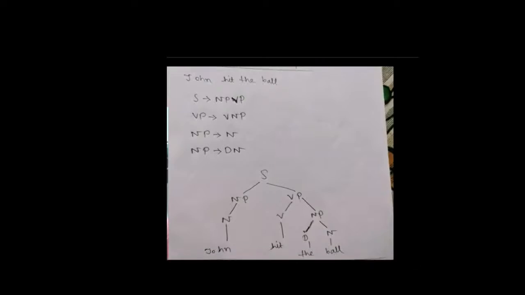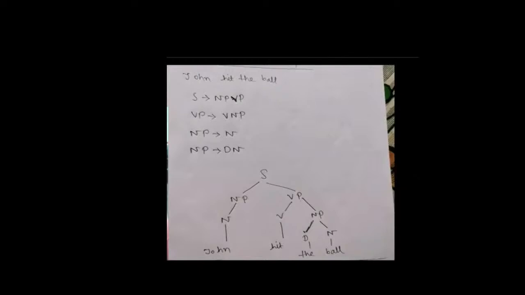So now we can take another example for the parsing tree of the same sentence, John hit the ball. First we have to take the start symbol, then we have divided it into two parts, that is noun phrase and verb phrase. The noun phrase is the noun John, and then we have divided the verb phrase into two parts, which is verb and noun phrase. The verb is hit, and then we have a noun phrase which has a determiner and a noun. So we have replaced the determiner with the and the noun with ball.